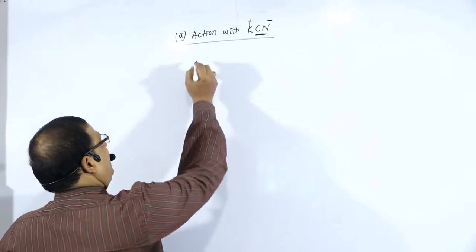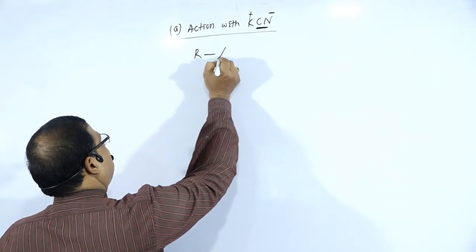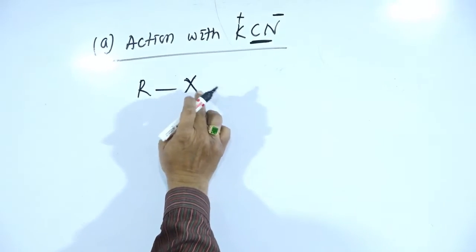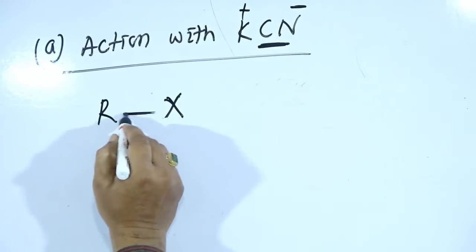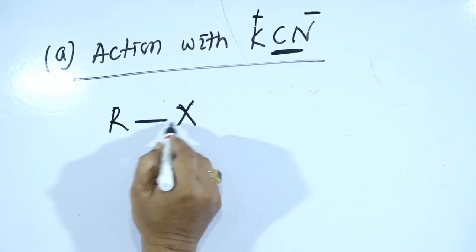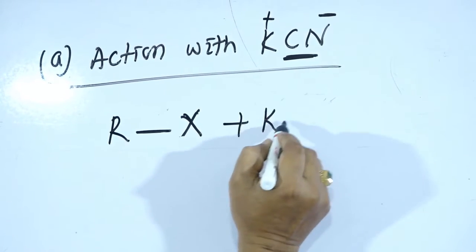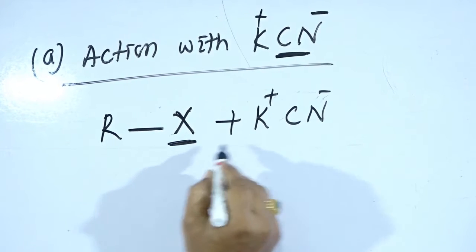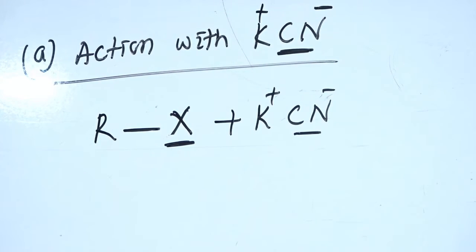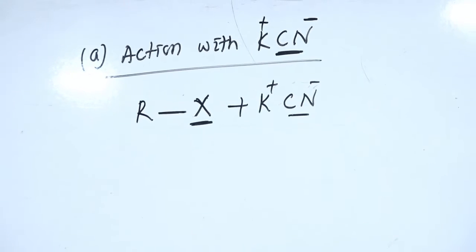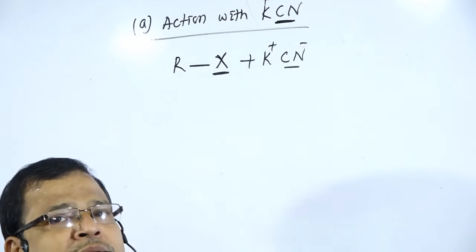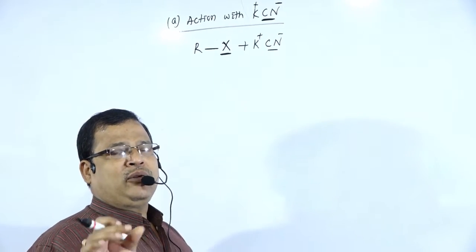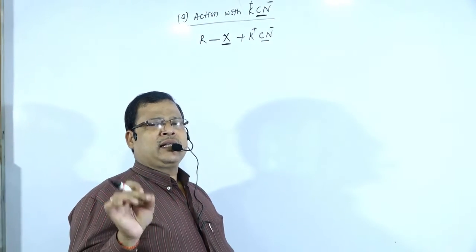So alkyl halide RX, where X may be chlorine, fluorine, bromine. So this is the carbon-halogen bond, a polar bond, that has been treated with KCN, K plus CN minus. So the X atom will get replaced by that CN. Already we have explained the mechanism where we took OH minus as nucleophile during the distinction between SN1 and SN2.